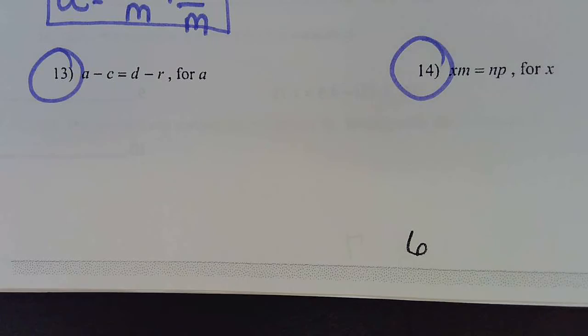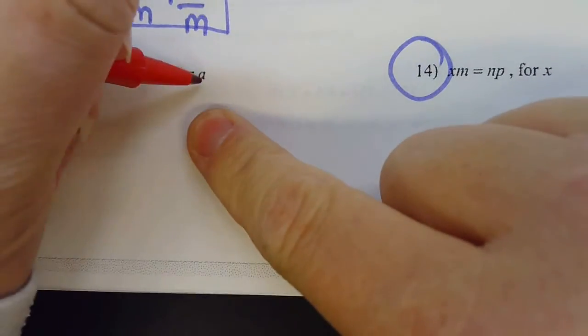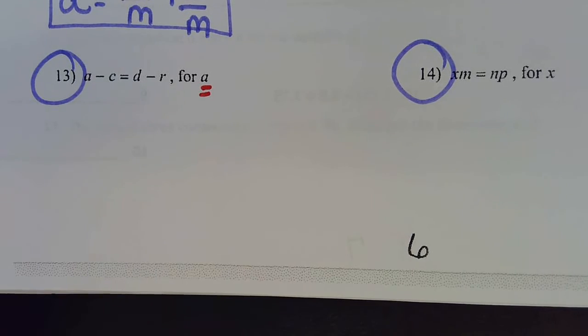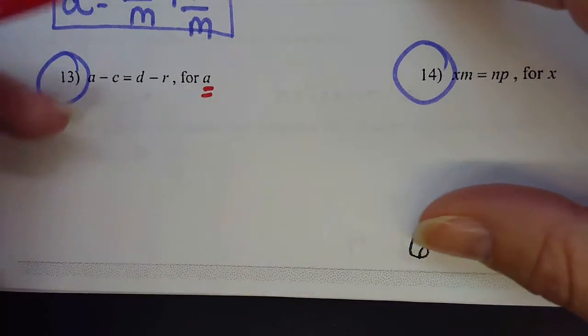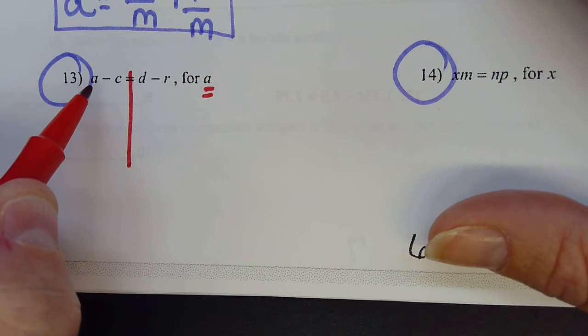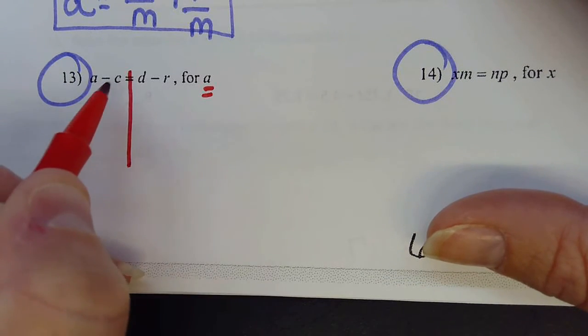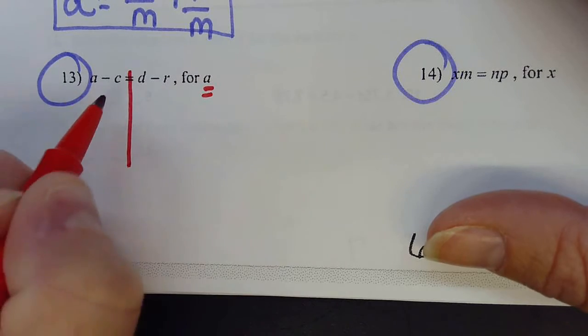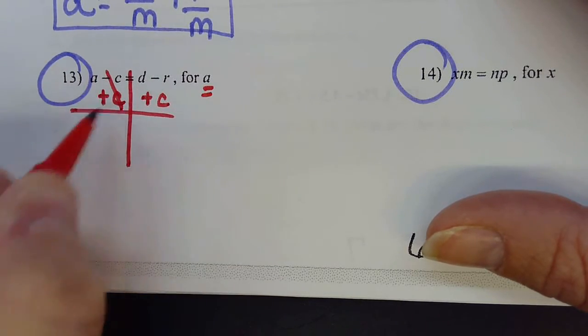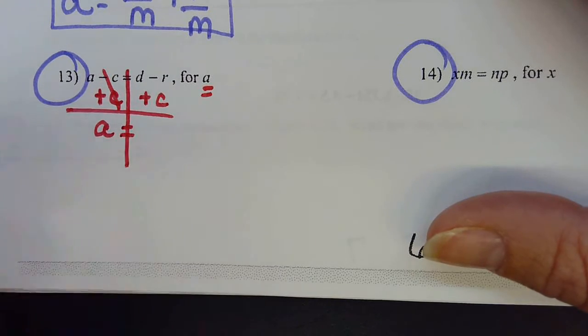Okay, 13. 13 wants you to solve for A. So you draw your line down. To get A by itself, you see how you have this minus C. So you need to get rid of the minus C by doing the opposite operation and adding C. So you get A equals.